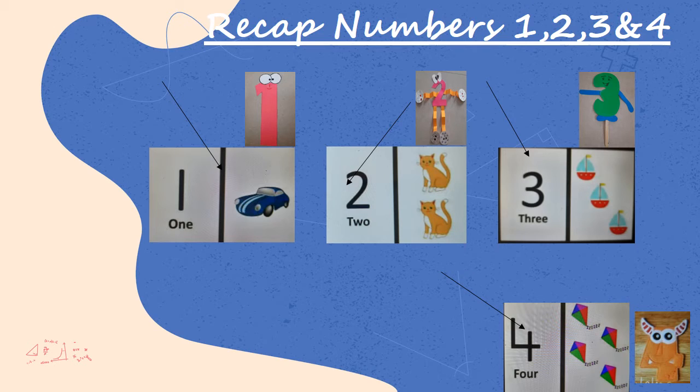And this is number 1 puppet. And what is its name? Mr. 1. So, we have our friend Mr. 1 and number 1 with 1 car.